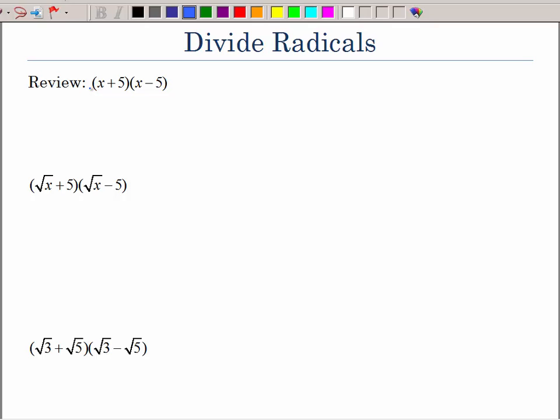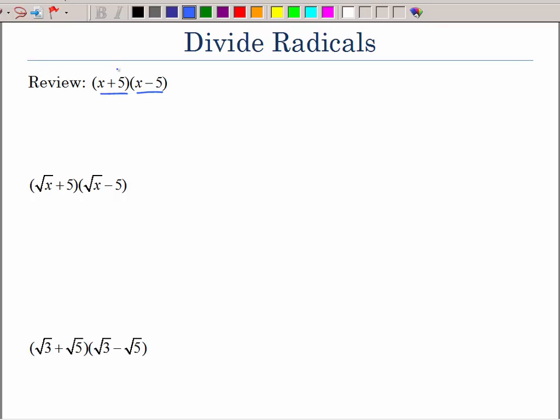In the previous lesson, we learned how to multiply radicals, so the next logical thing would be to learn how to divide radicals. But before we do that, let's just review some things we did a long time ago. Multiply things like this. Hopefully you remember that looks like the factoring of the difference of two squares.